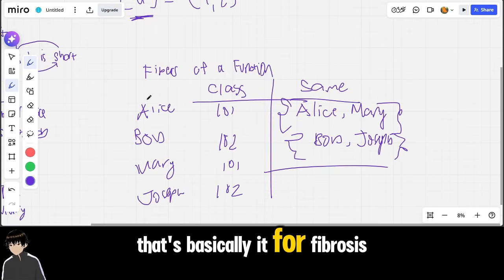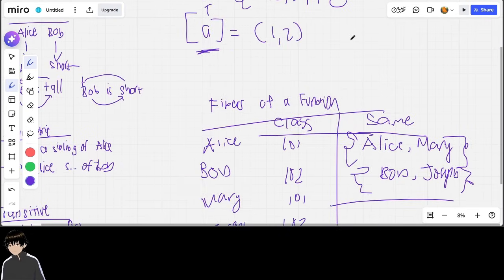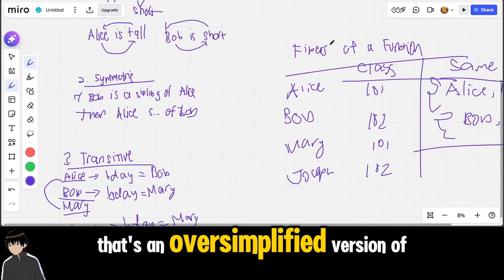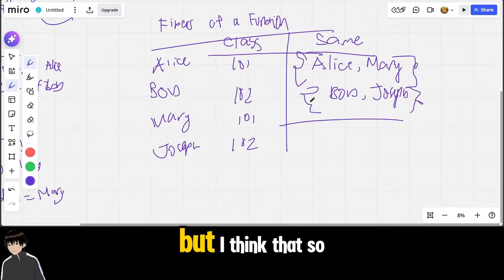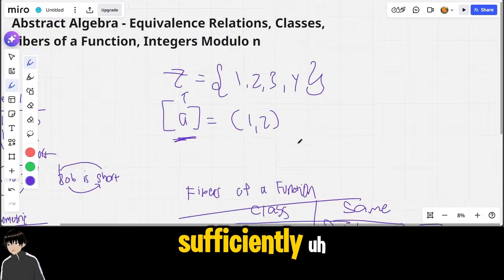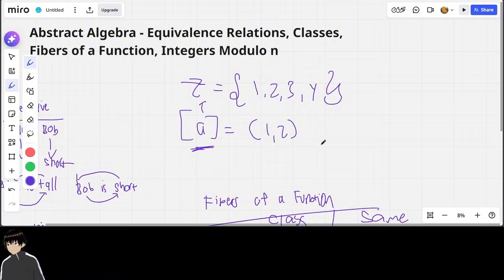That's basically it for fibers of a function. That's an oversimplified version of it, but I think that sufficiently explains how fibers work and function.